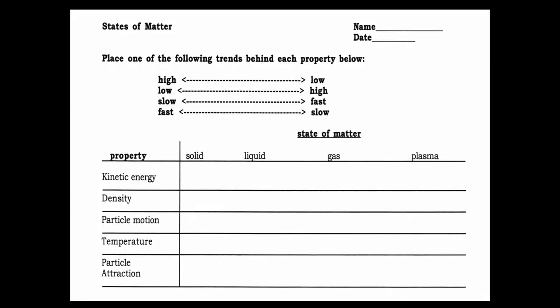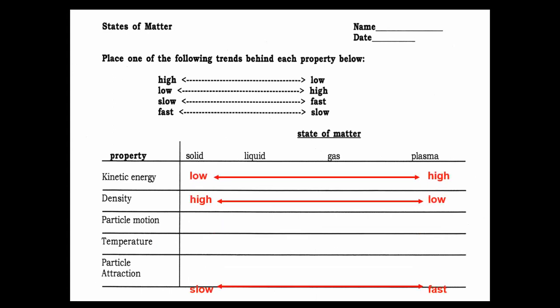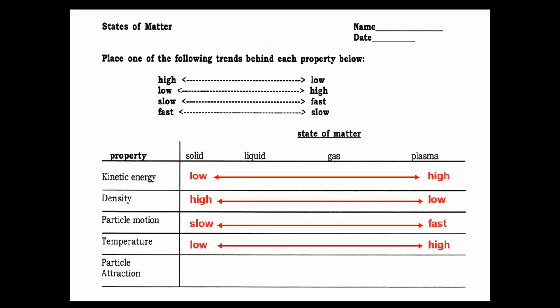Okay, so this is just a summary. You guys can pause the screencast and write this down. Just know that the kinetic energy is very low for solids, very high for plasmas, density is very high for solids, very low for plasmas, and so on.